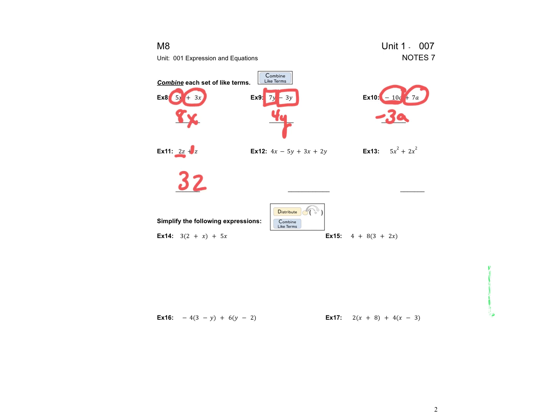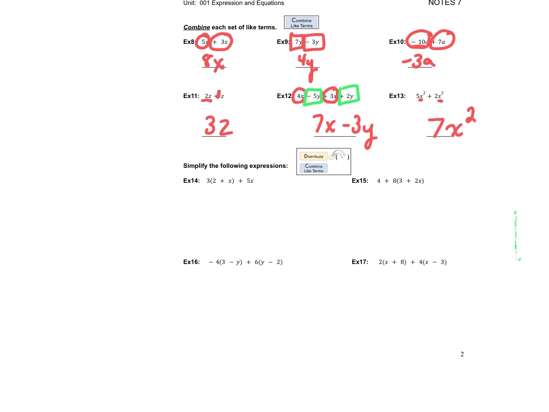Here, I want to identify the like terms. 4x, positive 3x. Then it'll be a negative 5x and 2x. So our final answer will be 7x minus 3y. For example 13, each one of them has an x squared, so we're just going to add the coefficients, which gives you 7x squared.